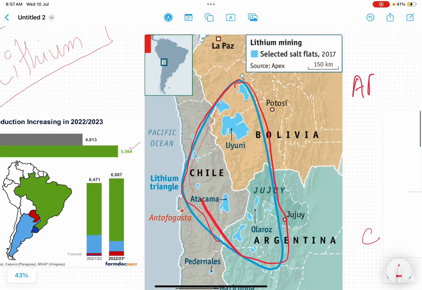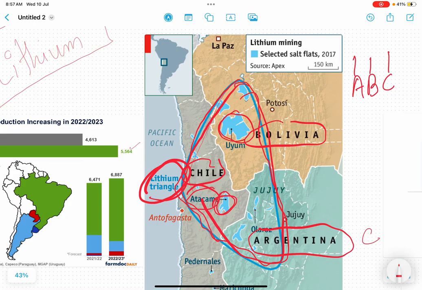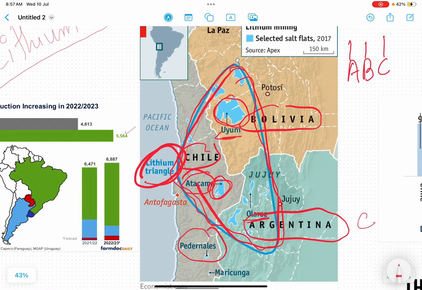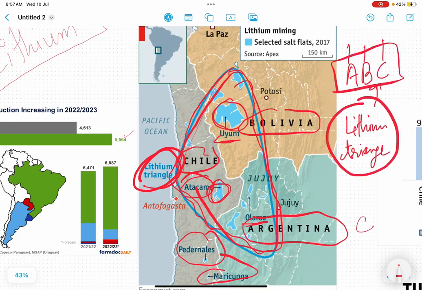Where is it? A, B and C. Argentina, Bolivia and Chile. We have the lithium triangle. You can see Atacama right here. It is part of the lithium triangle. This is all salt pans. Uyuni, Olaroz, Atacama, all of these places. These are also salt plains. So lithium triangle. Remember, lot of lithium deposits in this region. ABC.